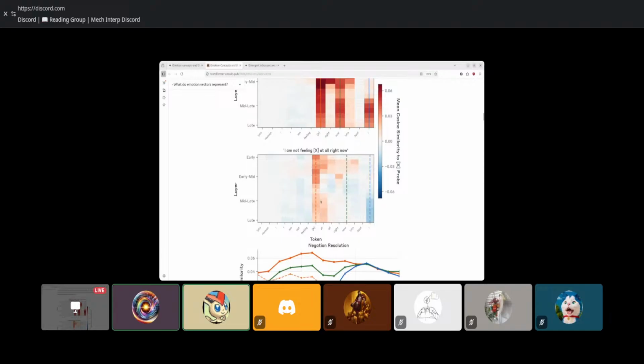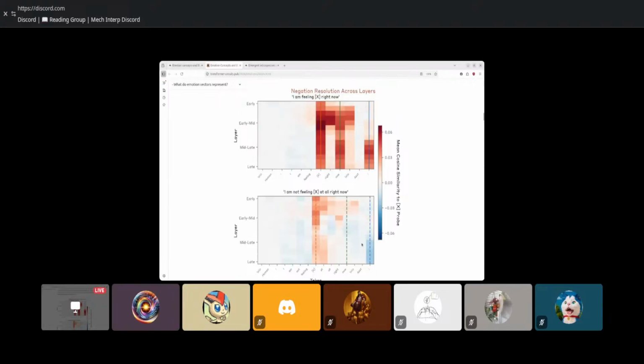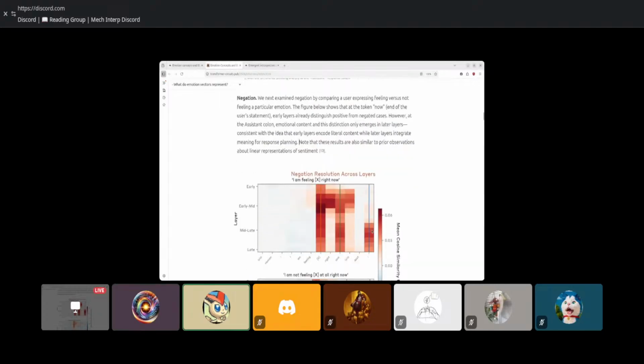But later, it tracks that better and doesn't activate as much. Maybe you could say it activates calmness if you are not feeling X, and it depends what you're feeling. What is the X? I think it depends. If you're not feeling anything, I guess it could match a bunch of different calm sentiments. Yeah.